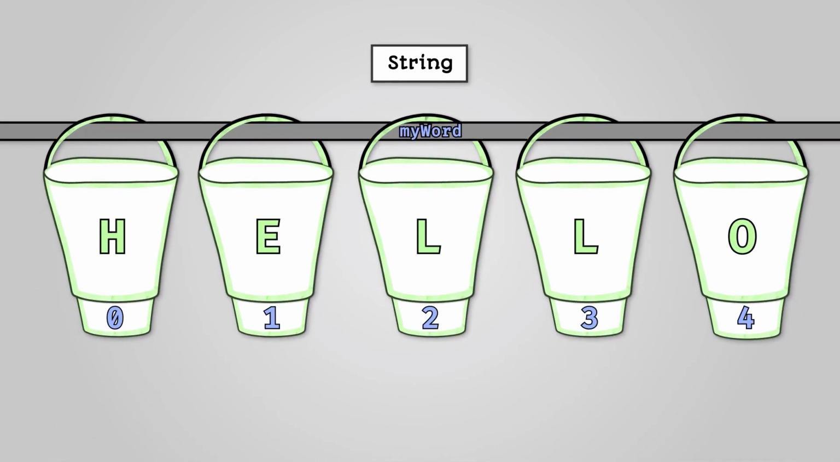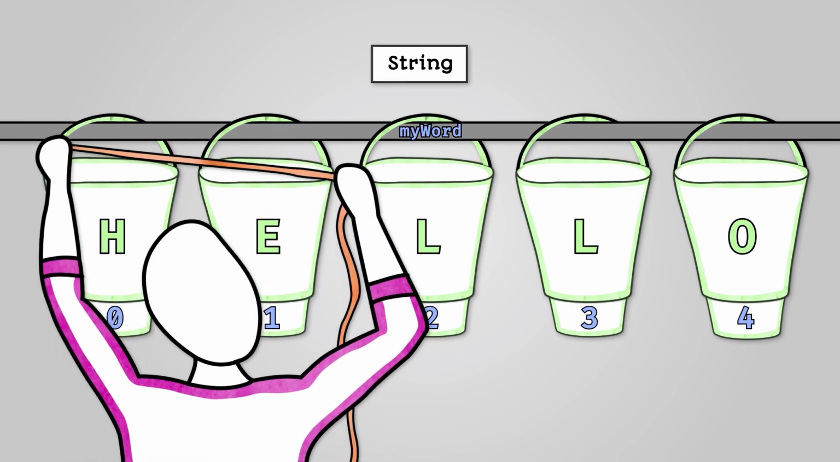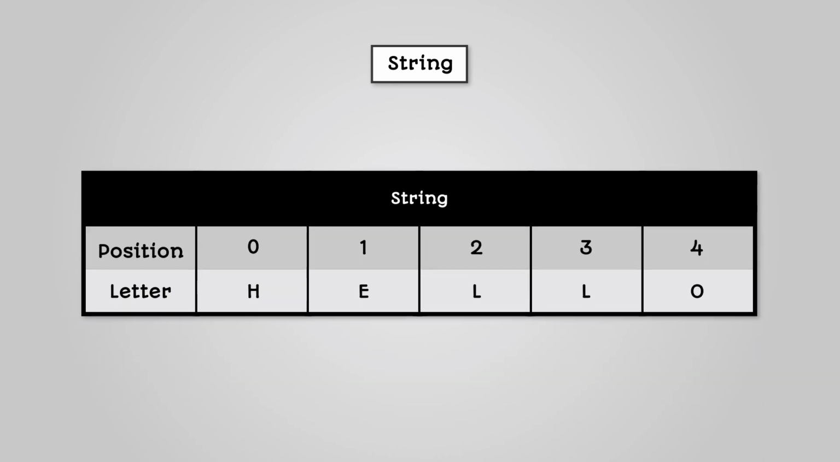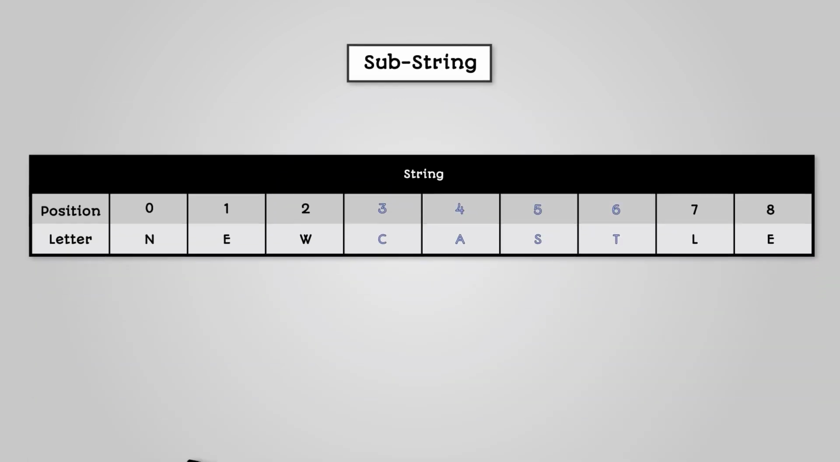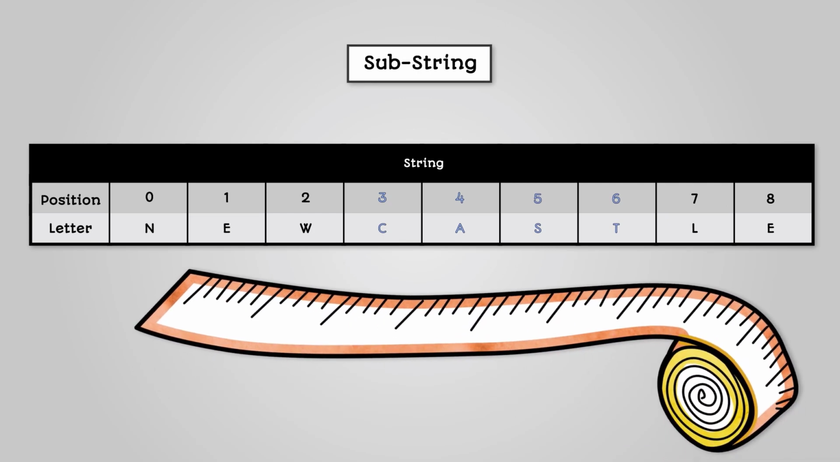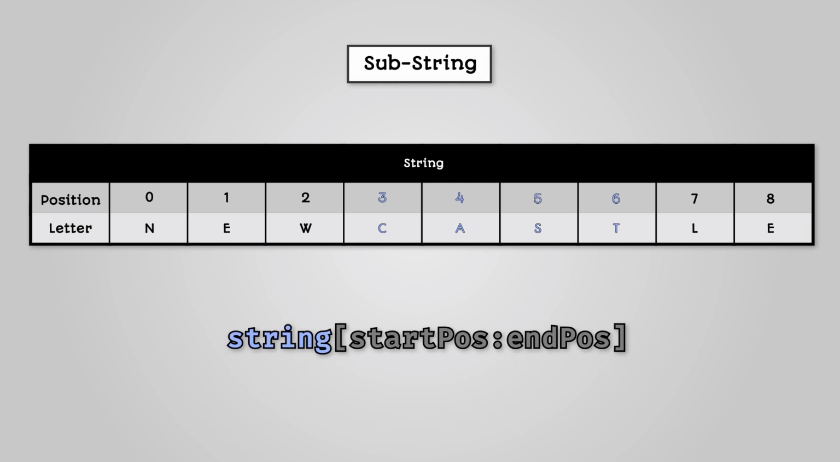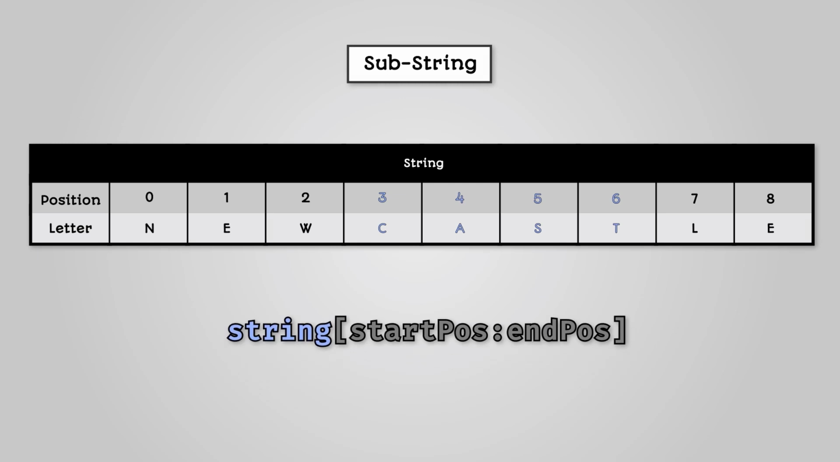So, a string is a collection of characters. A string has a length and each character has a position. The length of a string is the number of characters in the string. In Python, we use the len function to get a string's length. We can access characters in a string by position. We can identify substrings, or strings within strings, by their position as well as their length. In Python, we use the start position and end position to get a substring.